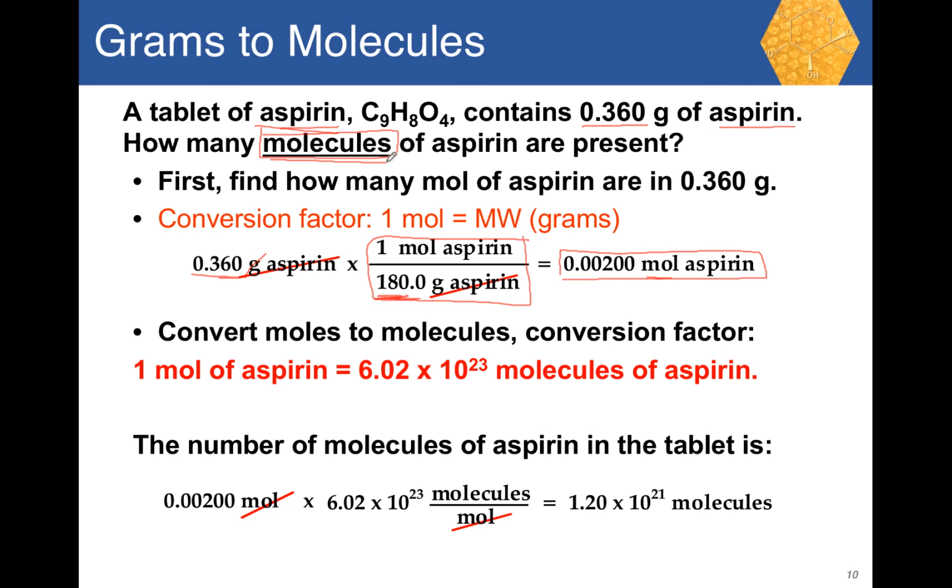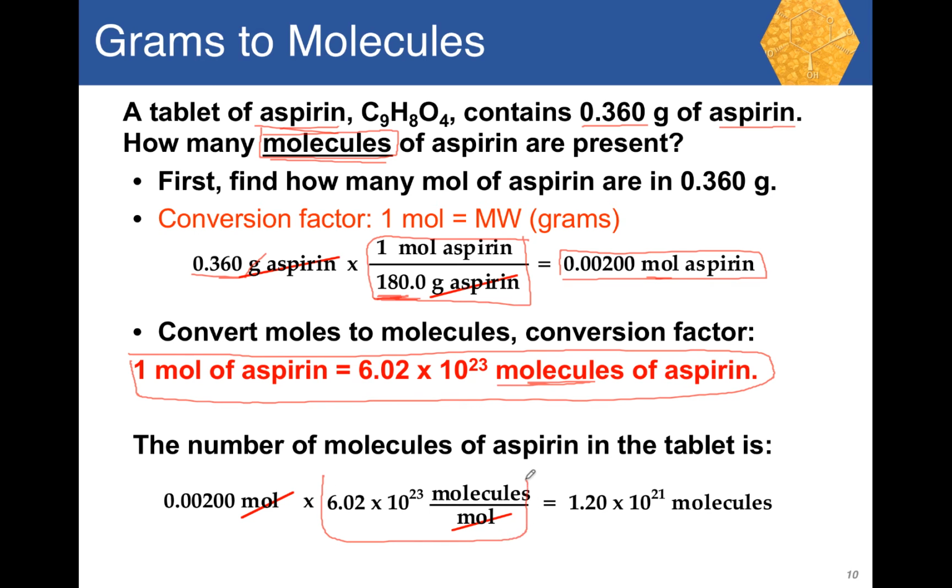So we need another conversion factor. The conversion factor here is 1 mole of aspirin has Avogadro's number in terms of molecules. So 1 mole of aspirin is equal to 6.02 times 10 to the 23rd molecules of aspirin. So notice, a lot of conversion factors are used to determine what we're looking for. So we set this up. Here's our conversion factor here. 6.02 times 10 to the 23rd molecules and 1 mole. It should be 1 mole here.